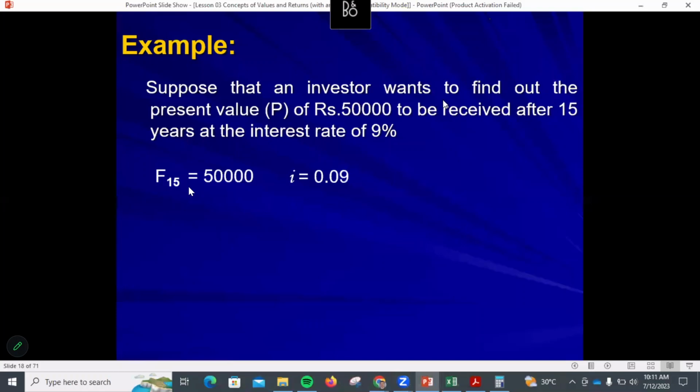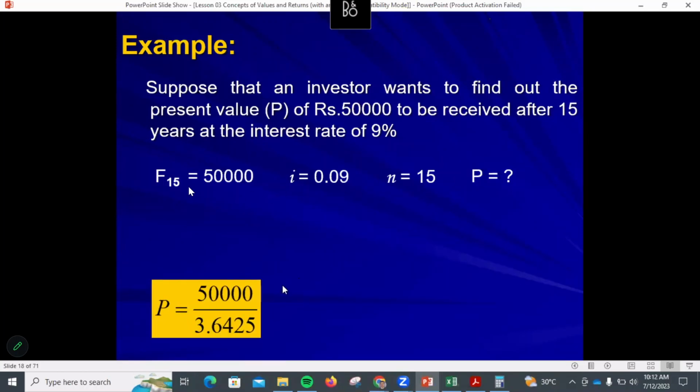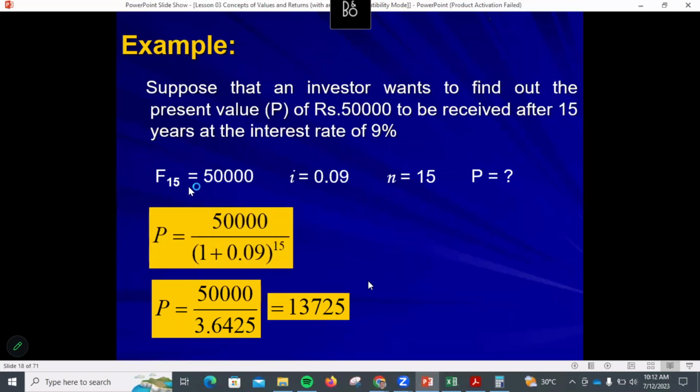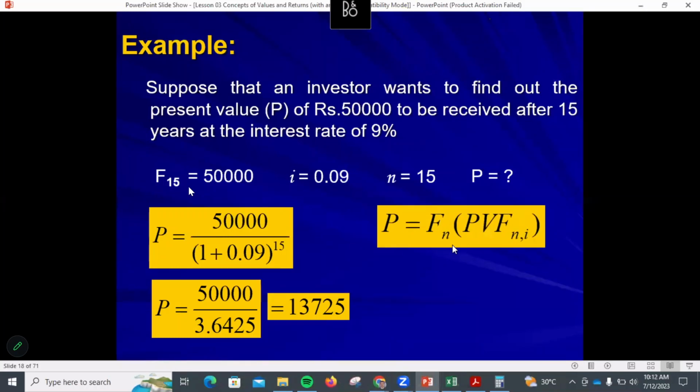So you want to collect the information from the scenario given. So F is given: after 15 years, you get the 50,000. Now the interest rate is 9%. So you want to find out the P value. So you want to apply this formula or this formula.